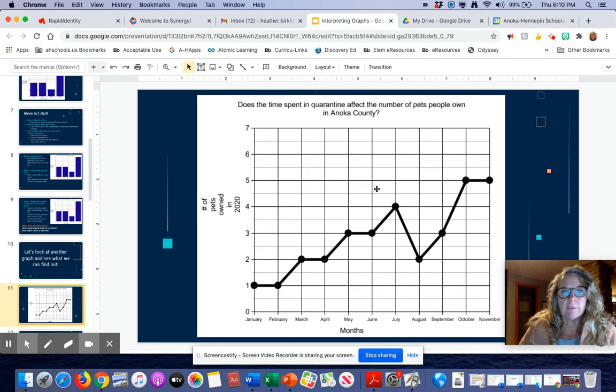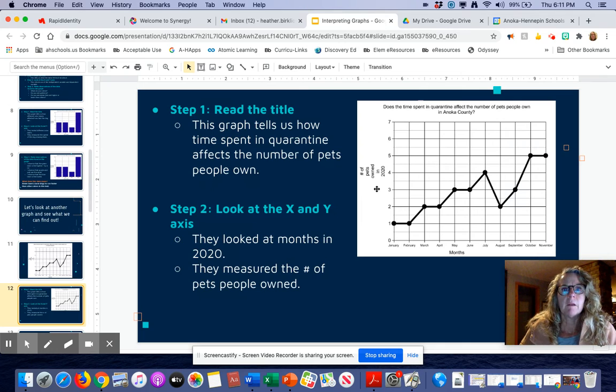So this graph, just take a brief second to look at it and think, what do I think I'm going to learn by looking at this graph? Okay, so step 1, let's read the title. The title says, does the time spent in quarantine affect the number of pets people own in Anoka County?